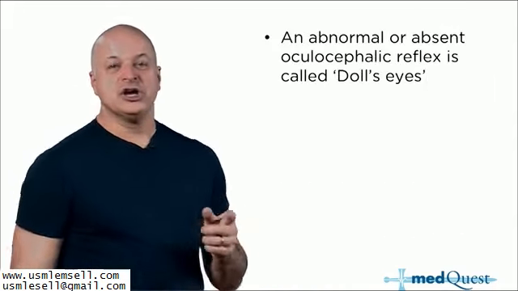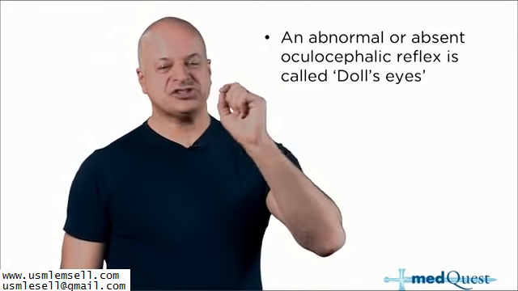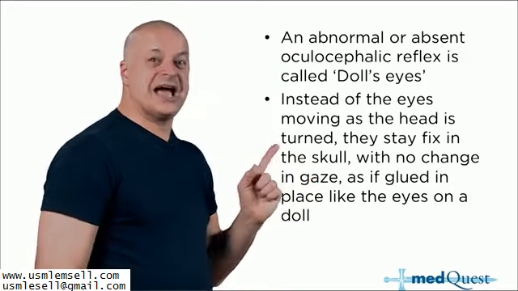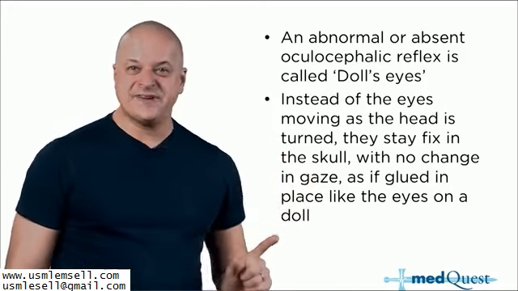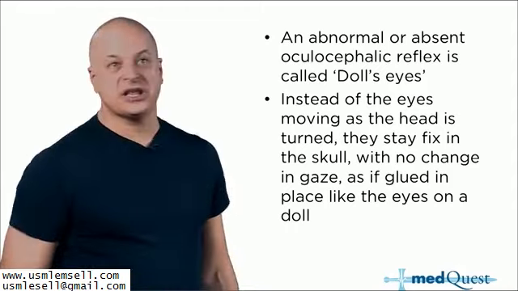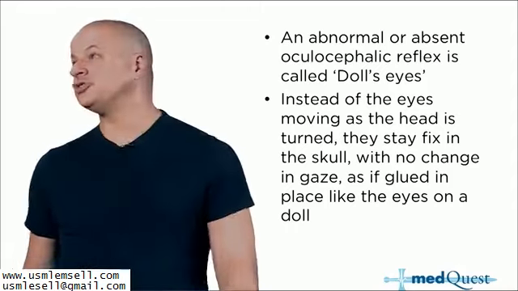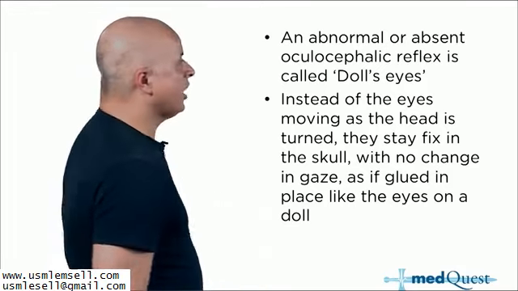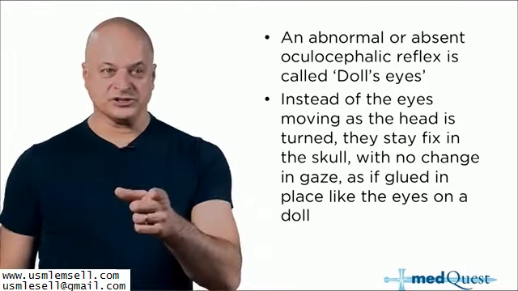All right. So an abnormal reflex is called the doll's eyes. Doll's eyes are abnormal. And instead of the eyes moving in the head, they stay fixed in the skull with no change in gaze. That's what cadavers do. So you could do that with somebody if you're trying to see if they're pretending to be dead or not. A normal person should stay focused.